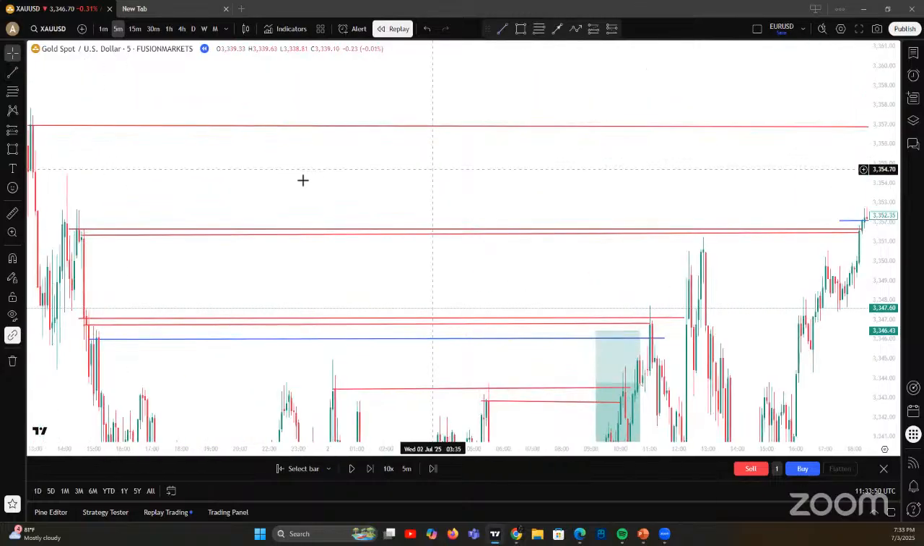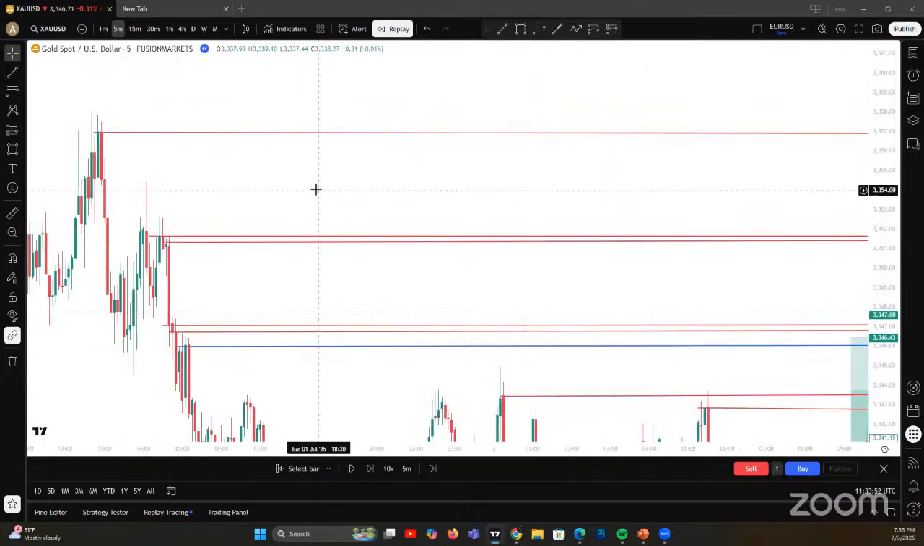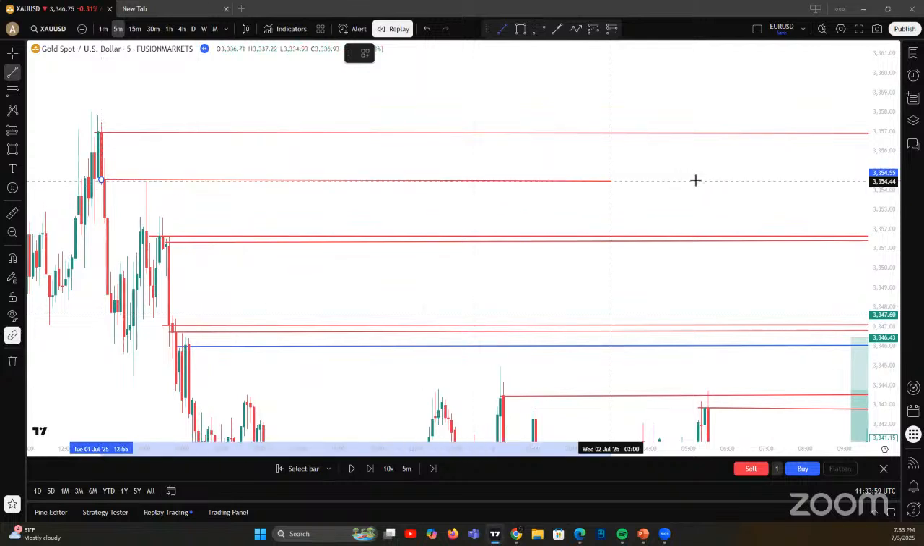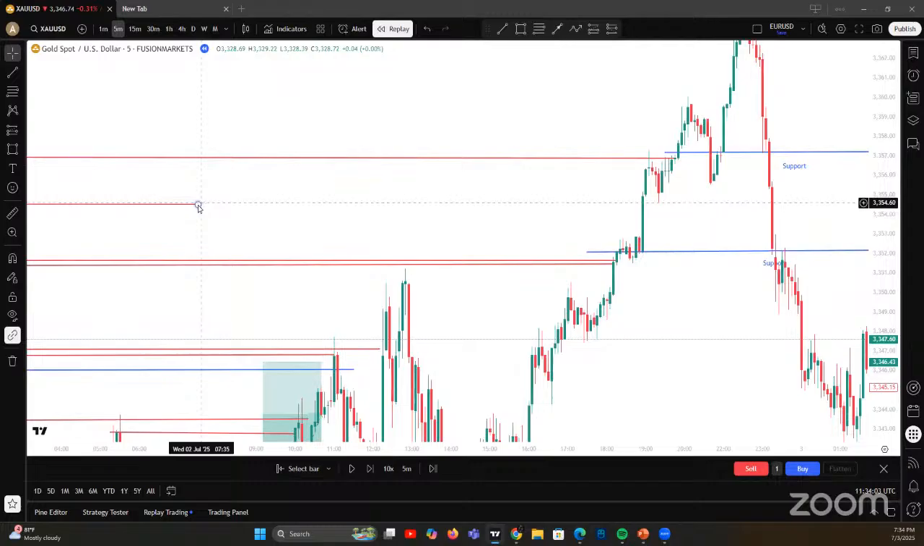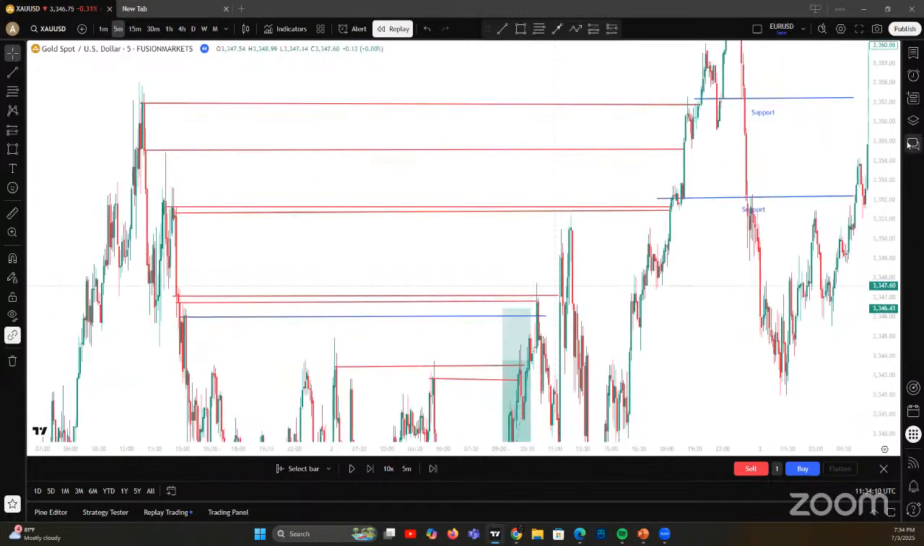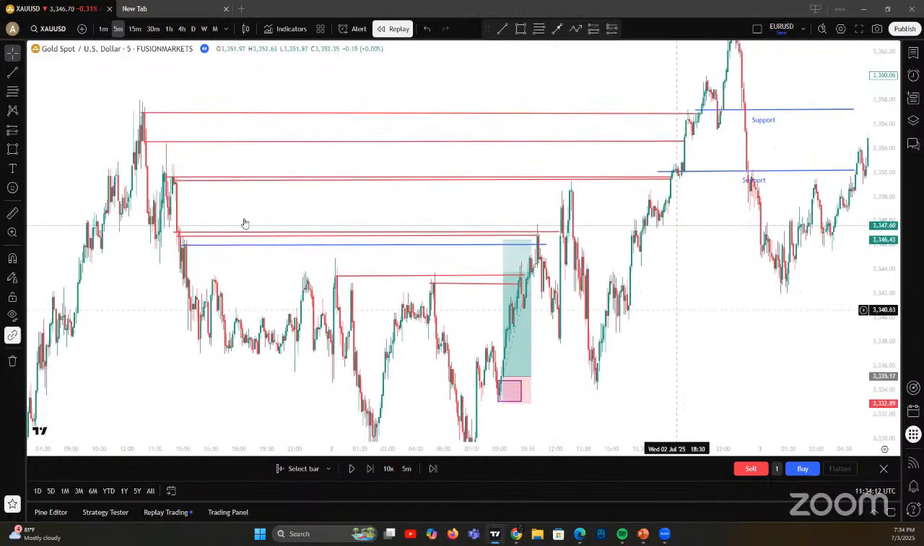These are the structures you want to see. The more fresh levels, the better you will capitalize. There was no wick touching that before, but until this candle broke it. See? That's how fresh levels work.